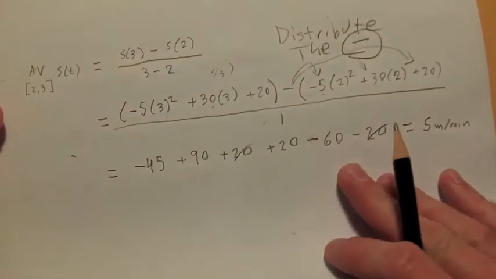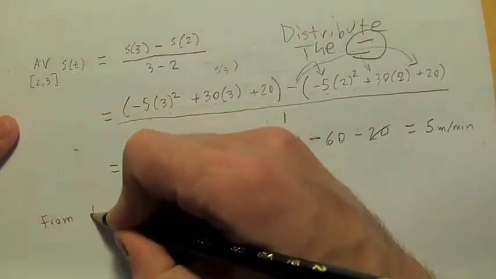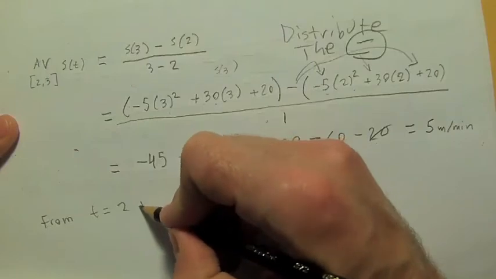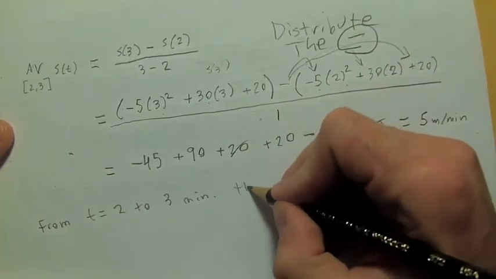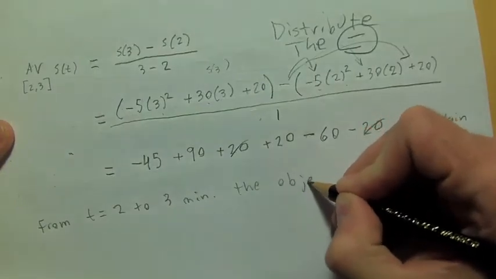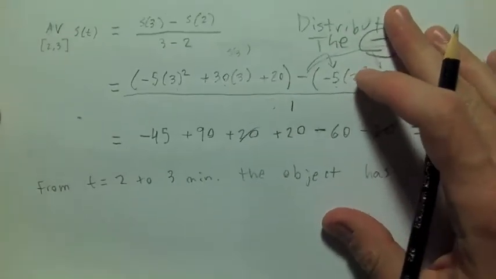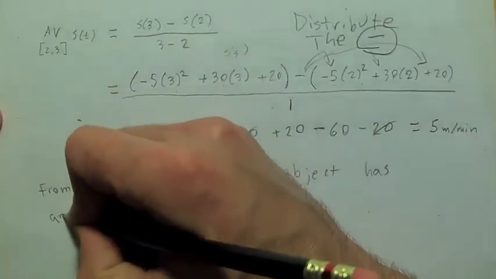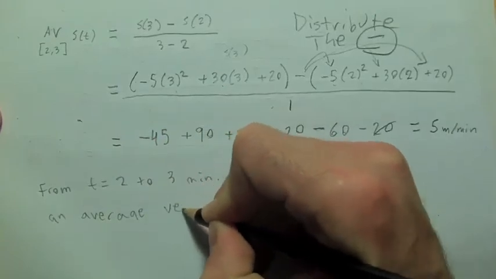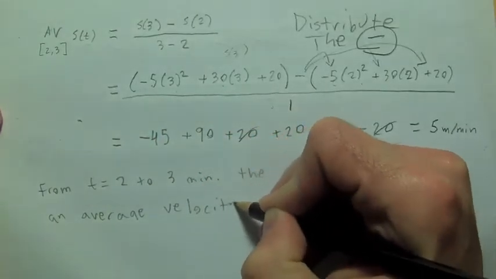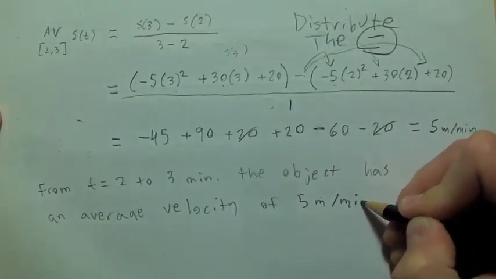So from t equals 2 to 3 minutes, the object has, this is all slanted, an average velocity of 5 meters per minute.